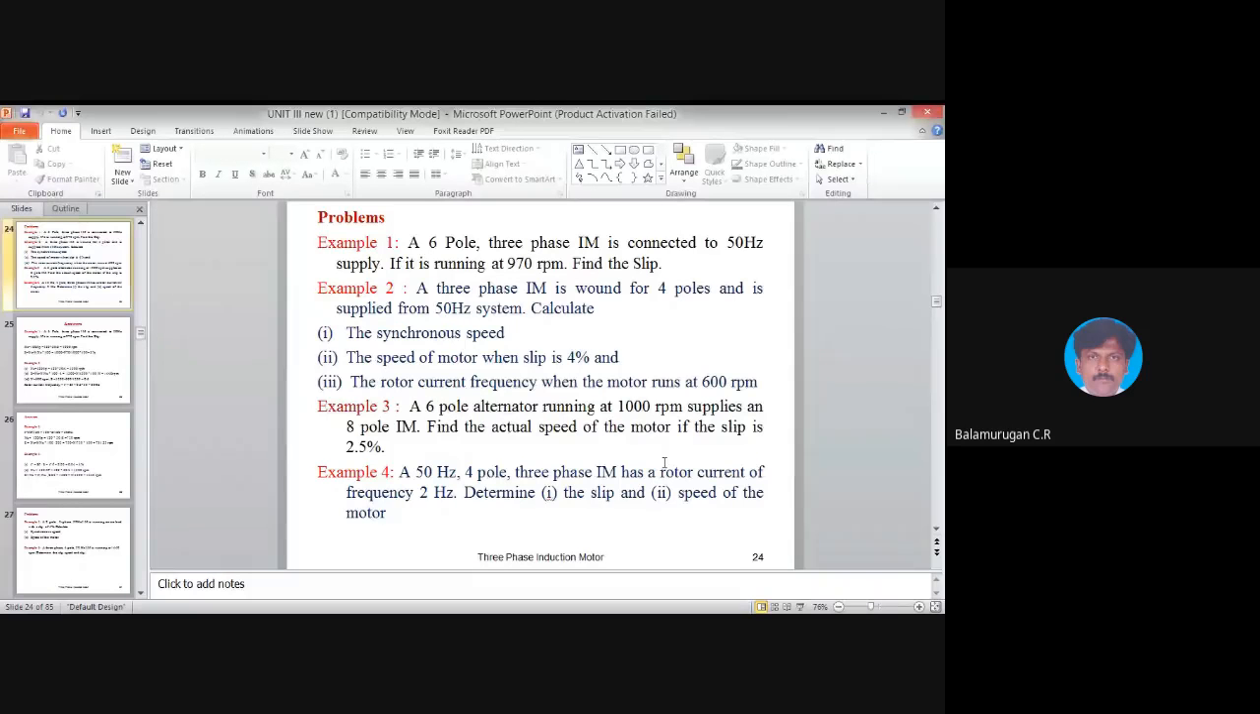Okay, very good. The stator frequency will be more than the rotor frequency. Thank you. So take the third problem: a 6-pole alternator running at 1000 RPM supplies an 8-pole induction motor. Find the actual speed of the motor if the slip is 2.5%. Try to solve this problem and tell the answer.